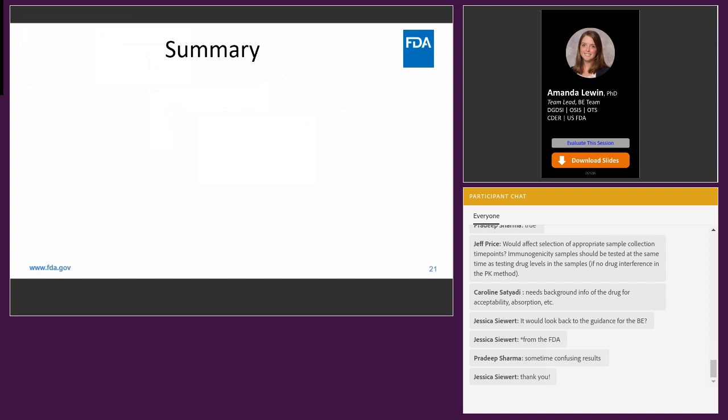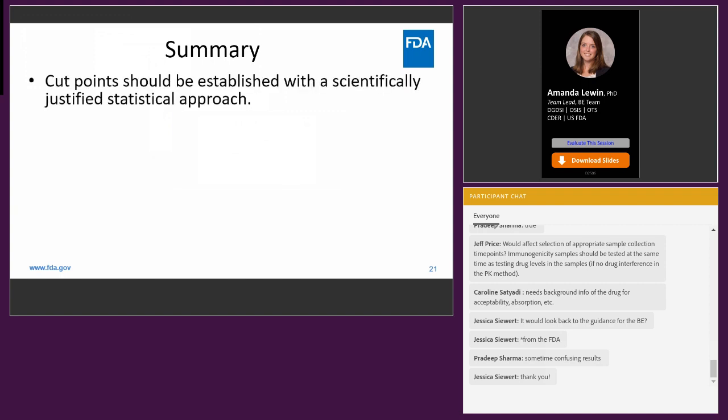So in summary, I'll just go through a quick note on the key points from this case study. So the first is how the cut point is determined is critical for an assay. Most importantly, it should be established with a scientifically justified approach. The statistics should be used consistently and not changed in the process of determining a cut point. So, for example, using different criteria for determining outliers in the same cut point determination. So maybe using more stringent criteria for your first outlier determination and then subsequently less and less stringent criteria. That would not be advised by the agency.